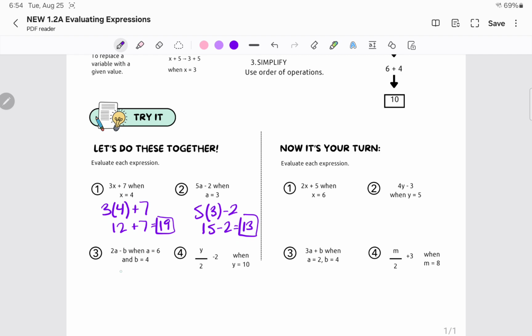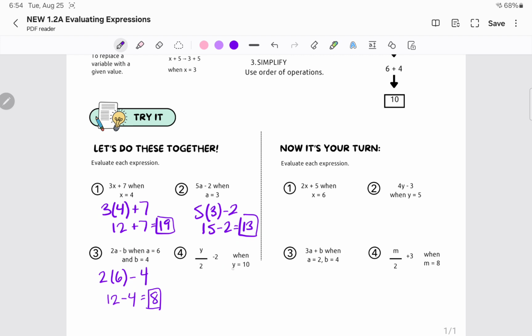Now for number 3, they're giving us 2 variables. So we have to substitute twice. So 2a minus b becomes 2. I'm going to replace a with 6. So 2 parentheses 6 minus, and now b is 4. So I'm going to replace b with 4. Right? And now I've substituted for both a and b. Now I can evaluate or simplify. So 2 times 6 is 12. And 12 minus 4 is 8. So my answer is 8.